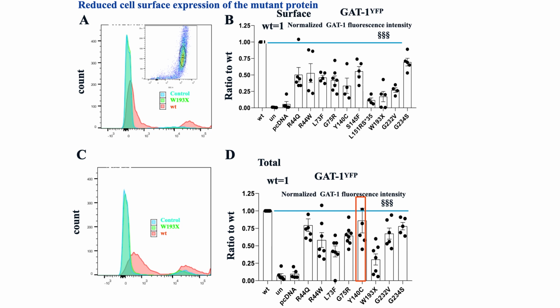Then you quantify. Compared with the wild type, if you take it as 1, and the untransfected, or we use a pcDNA control, like a mutation such as W193X, you see reduction across mutations. This is for surface. We also evaluate the total protein. The pattern is very similar to what we see at the cell surface. However, for some mutations you see reduction at the cell surface level, but at the total level they are actually very comparable to the wild type.